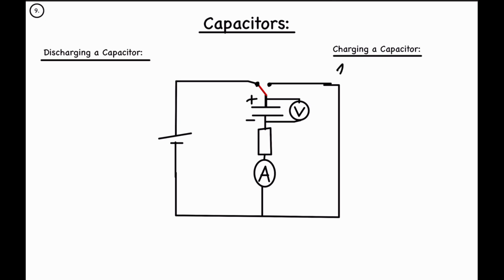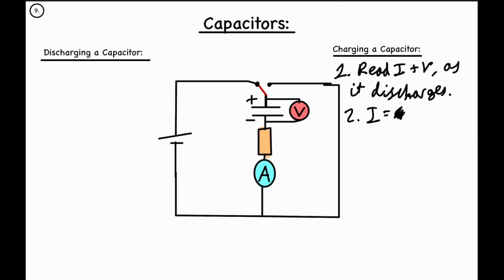We'll first let the capacitor charge by connecting the switch this way, and take readings at regular time intervals of the current and the potential difference. Then the second step is when current equals 0, the capacitor is fully charged. Now that you've taken readings for the current and the voltage, you can plot graphs of I and V in terms of time.